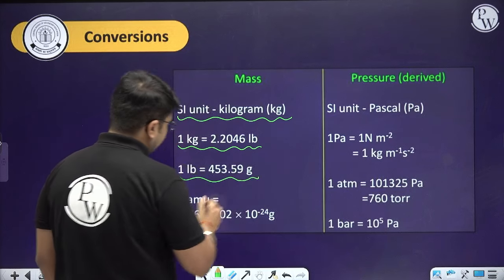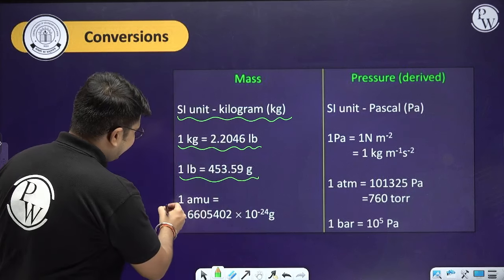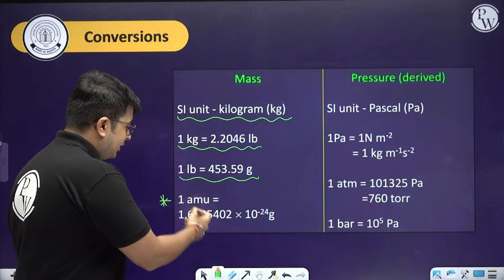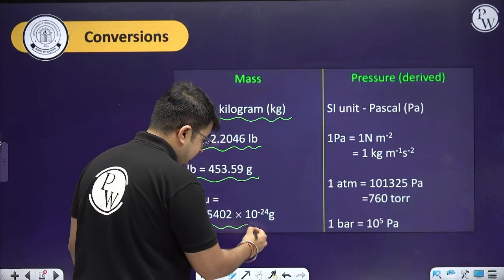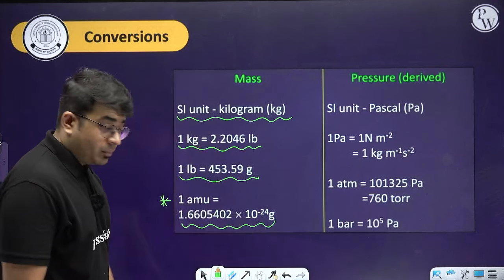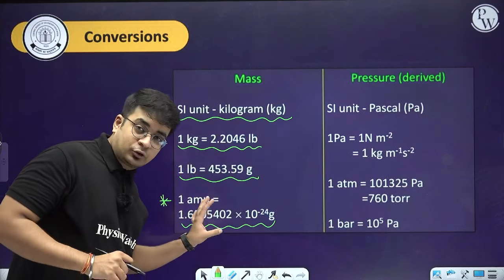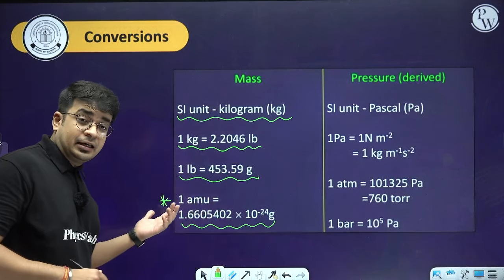But the most important term in chemistry is AMU. AMU is atomic mass unit, which has the value 1.66054002 multiplied by 10 raised to the power minus 24 gram. So definitely we are going to calculate this particular part also. I will let you know how to calculate the AMU part.